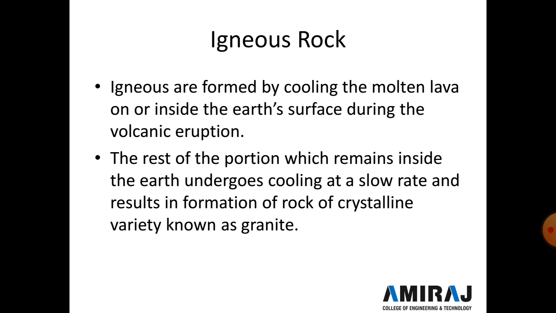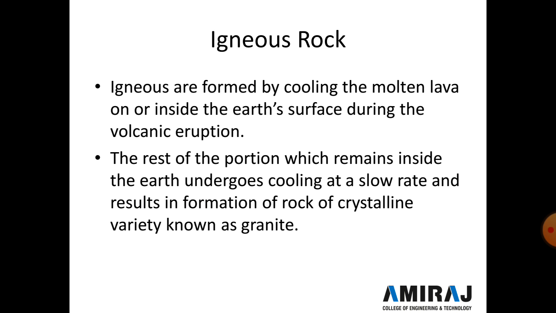So here there are different types of stone available. One by one we discuss. First is igneous rock. Igneous rocks are formed by cooling of molten lava on or inside the earth's surface during volcanic eruption. The portion of the lava which comes outside the surface cools quickly and forms the rock of non-crystalline nature known as basalt.